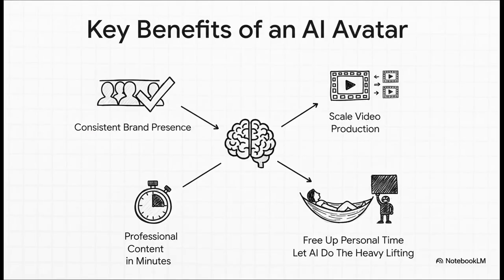Let's really drill down into the benefits here. First off, you get this perfectly consistent brand presence. Your avatar always looks the same, the lighting is always perfect, you're always on point. Second, you can scale your video production in a way that was just impossible before. Third, you're creating professional-looking content in minutes, not hours. And of course, the big one. This frees up your time, you know? You can focus on the big picture stuff while the AI handles all that heavy lifting.